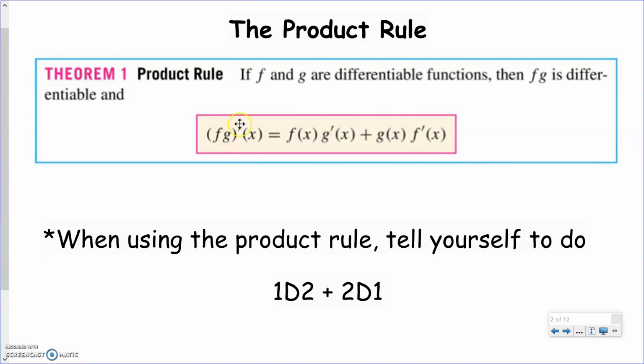If you are multiplying two functions and you are asked to take the derivative, you're going to do the first function times the derivative of the second plus the second function times the derivative of the first. Now, when you're trying to remember this, I always tell myself 1d2 plus 2d1 as I'm going through this.